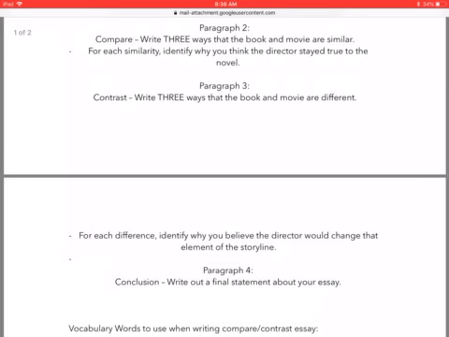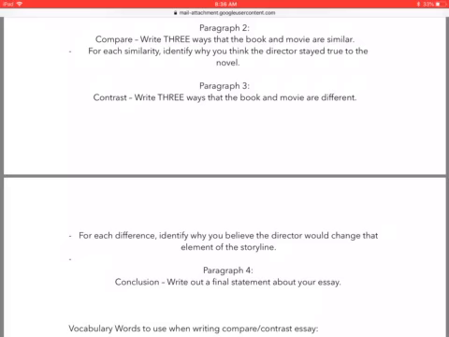Paragraph 2, compare. You're going to write 3 ways that the book and movie are similar to one another. For each similarity, identify why you think the director stayed true to the novel. For each thing that you list, again, don't just create a grocery list of the similarities. You have to explain why they stayed the same. Why was it important for the director to keep these things the same?